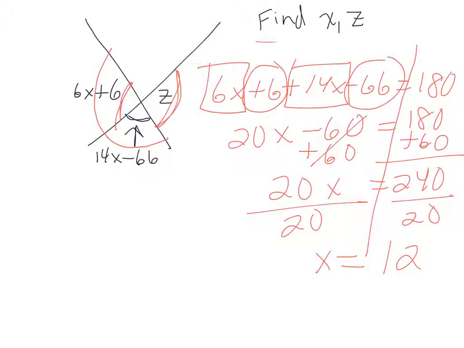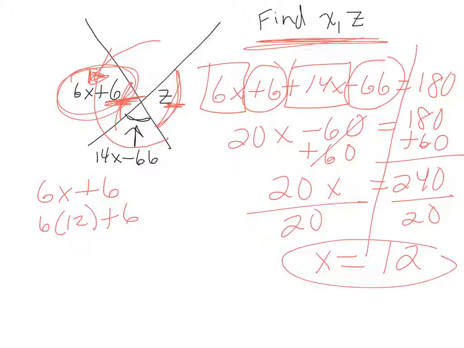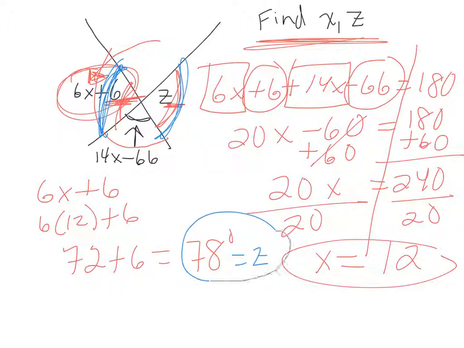So we got half our battle here. It said to find x and find z. We know that x is 12. To find z, again, we can go back to these vertical angles here. If we put in x of 12 right there, we can evaluate what this angle is, and then z has to be equal to it. So we know that 6x plus 6 is that angle. We now know that x is 12. 6 times 12 is 72, and when I add 6, I get 78. So if this here is 78 degrees, this guy here has to be 78 degrees. So that's our value for z, because they are vertical and vertical angles are equal. All right, I hope this helped.